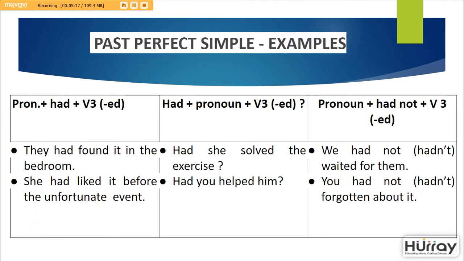The past perfect simple consists of further descriptions, and they are as follows. You've got the pronoun plus had plus verb ending in ed. They is your pronoun, had is the next word, found is your past tense of find, it in the bedroom gives you the location. Similarly, you have the sentence, she had liked it before the unfortunate event.